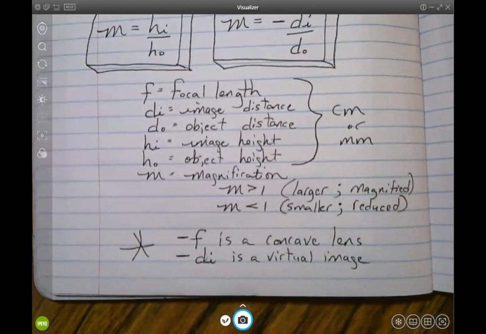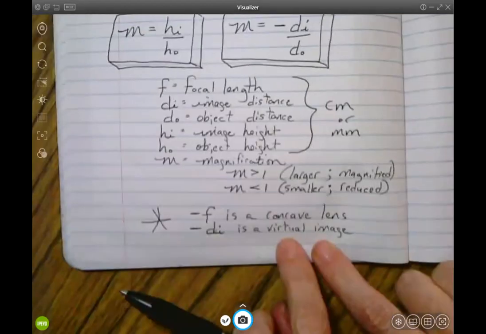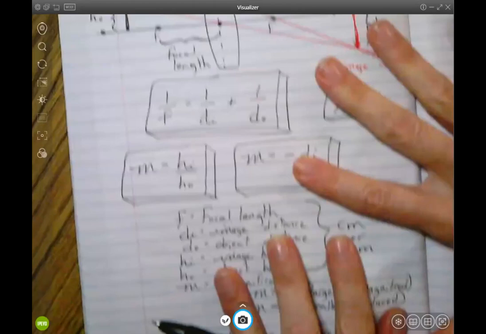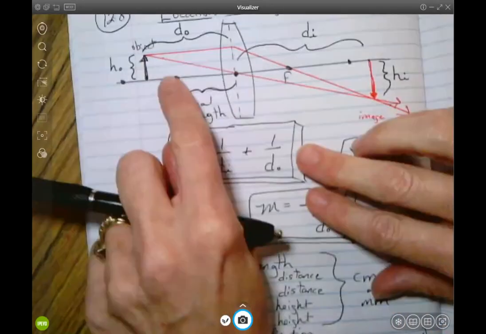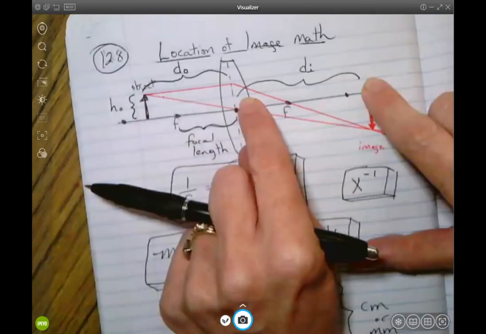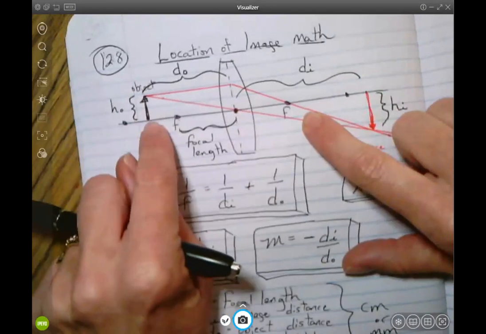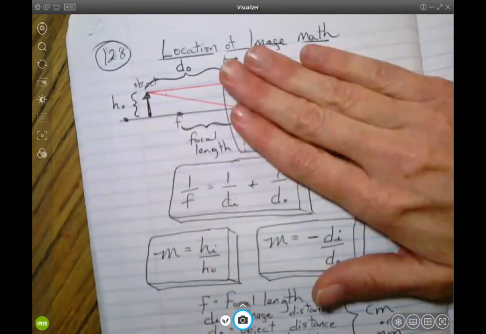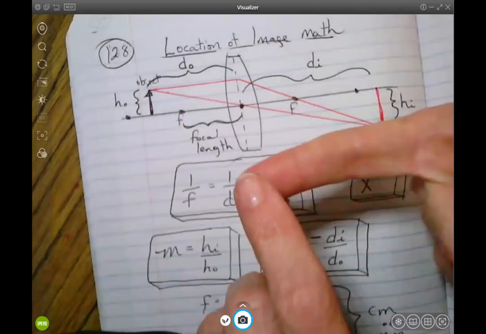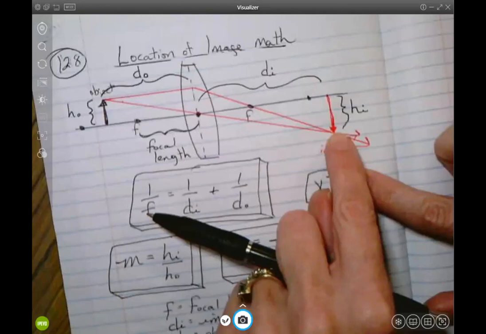What do y'all think about that? Yes, sir. Yes, okay, so let's look at that real quick. The question is, what is a virtual image? For a lens, a virtual image is on the same side as the object. So this DI here is positive, but if it's over here, then it's a negative number, okay? The other thing about a virtual image is you can always know it's a virtual image because the image is upright. A real image is upside down, okay?